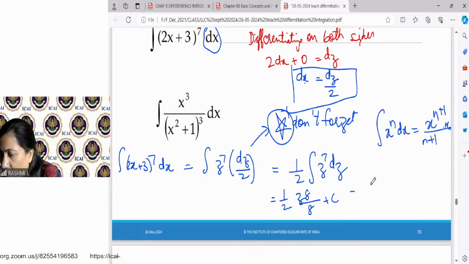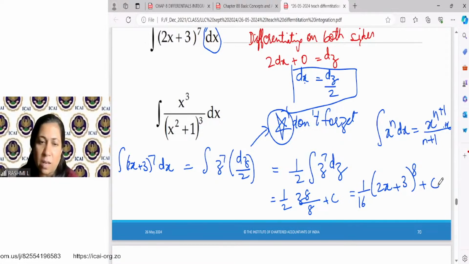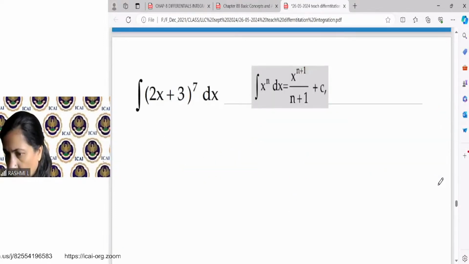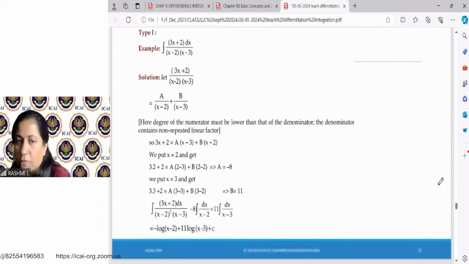Now 2 into 8 is 16, so 1 upon 16. Z is 2x plus 3. So 1 upon 16 times 2x plus 3 raised to 8 plus c will be the answer. Then I have to talk about the partial fraction method.